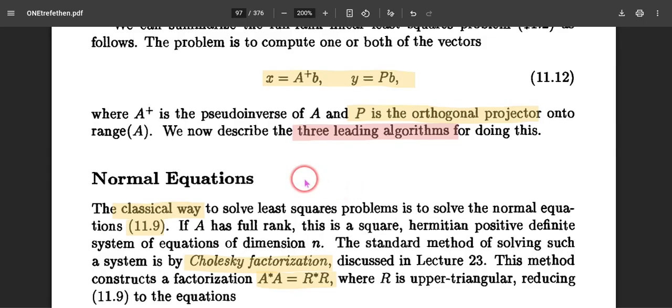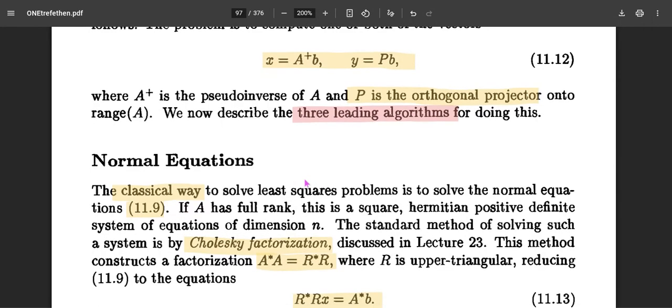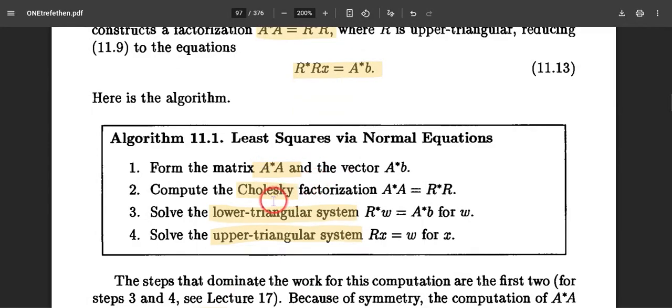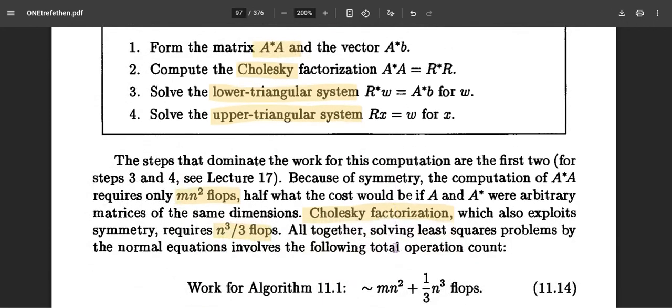One is the standard method called the normal equations, where we multiply by A transpose on both sides. This is the algorithm: once we multiply, we take a Cholesky factorization and try to find R transpose, the upper triangular matrix. Then we solve the lower triangular system to obtain the vector w. Then we substitute that into the equation Rx equal to w and solve using the upper triangular system to get x. This seems very straightforward, and the Cholesky operation takes n cubed flops, which is a bit computationally expensive.